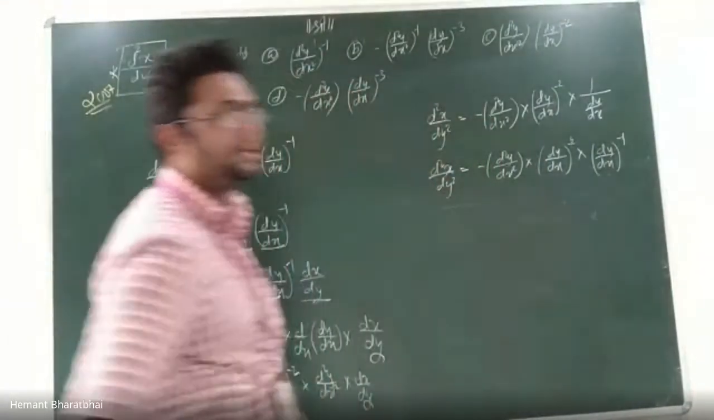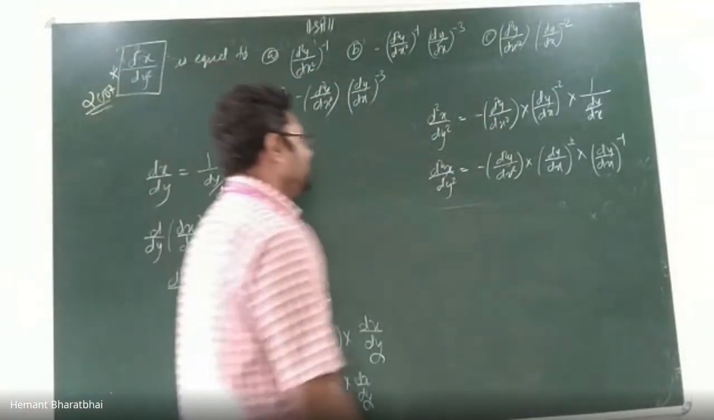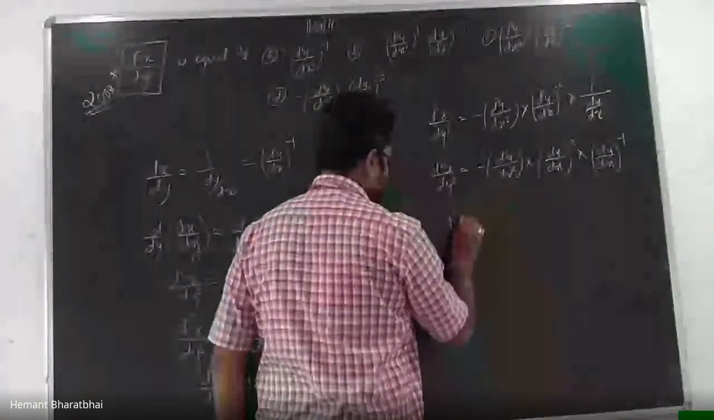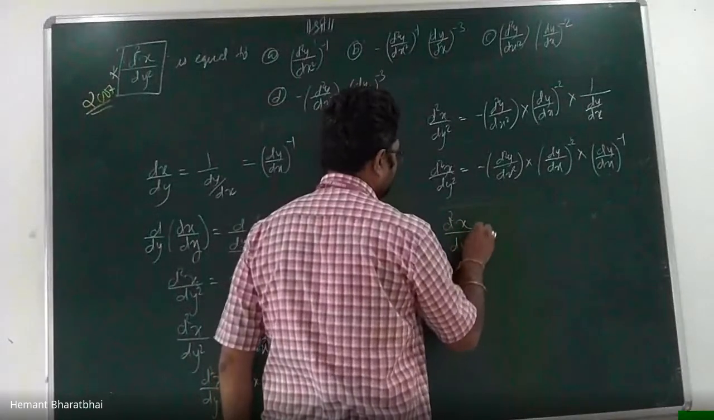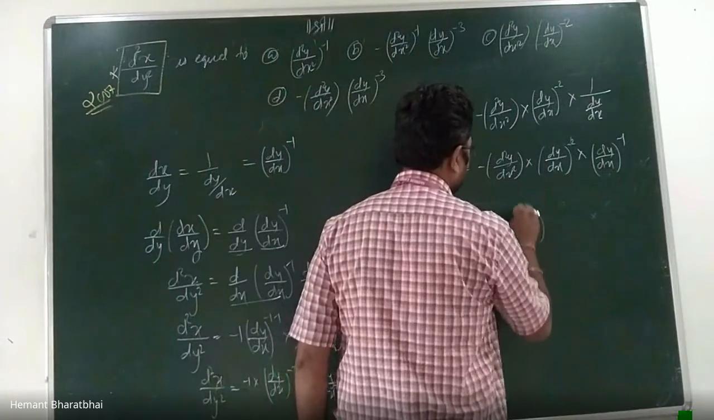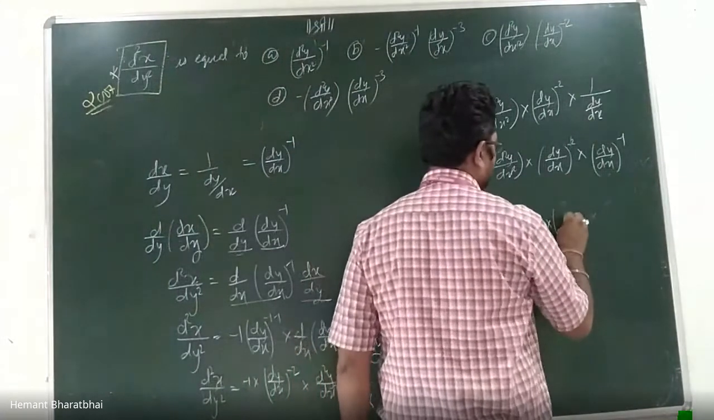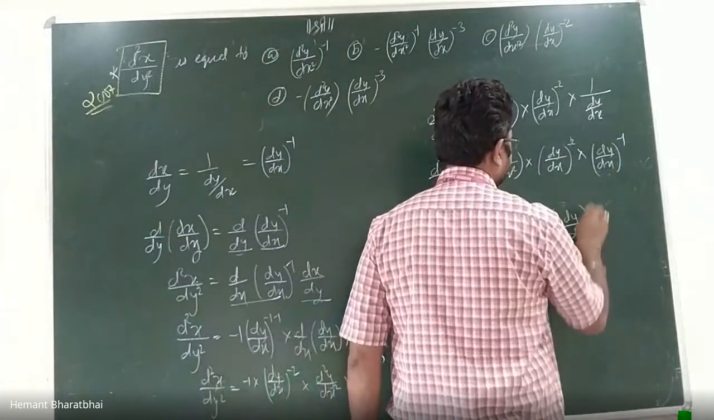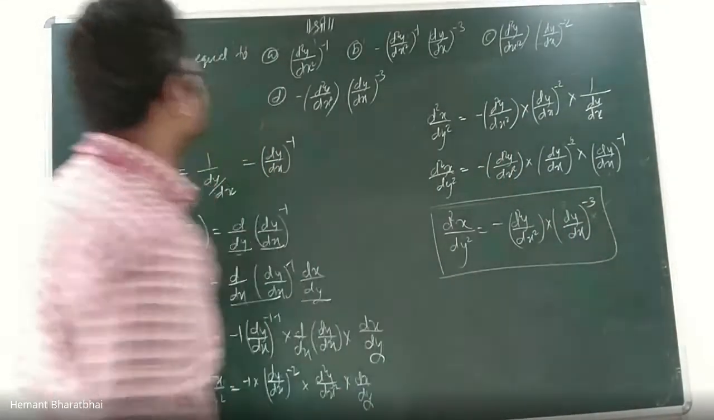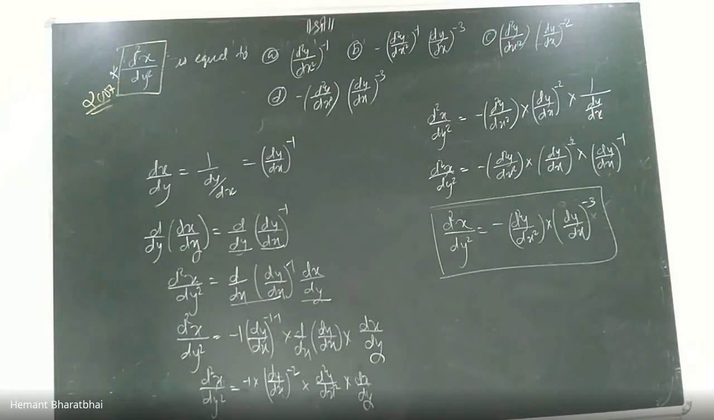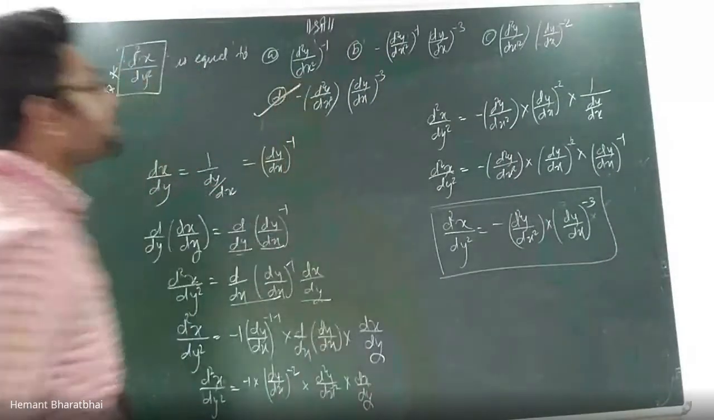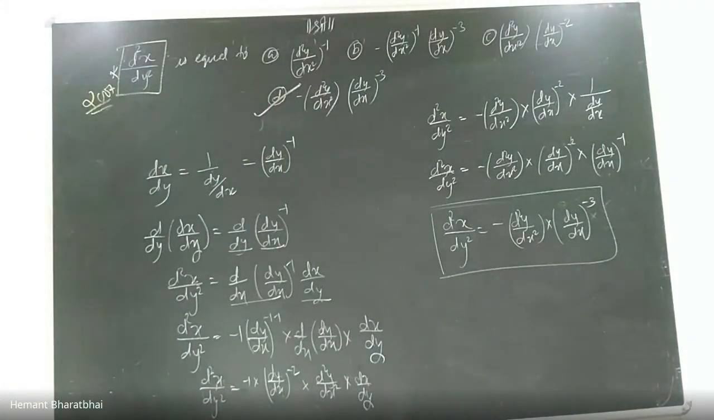The way we can write 1 by x is equal to x raised to minus 1. So now the bases are same, so the powers will get added up, and therefore I will get d2x by dy square is equal to minus of d2y by dx square into dy by dx raised to minus 3. So which is the option? Let us see. Option number D. So option D is our answer.